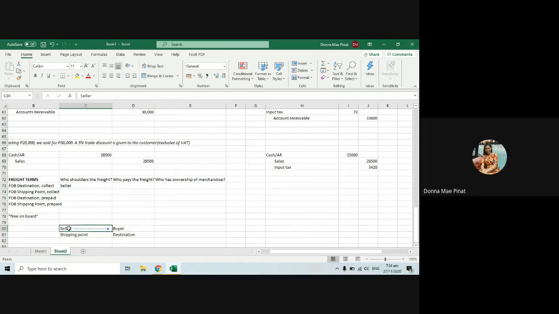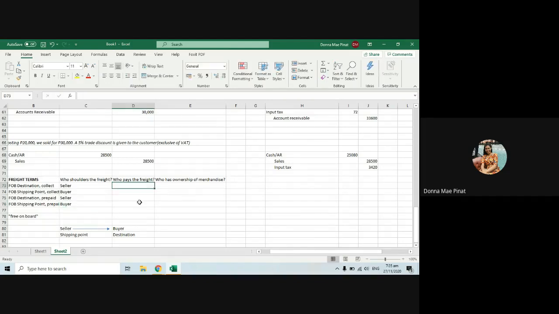So, padayon ta. Free on board shipping point. So, free on board si seller. Free daw si seller. If free si seller, who shoulders the freight? Si buyer. Okay, so same na siya. Seller for shipping point, buyer. Okay?